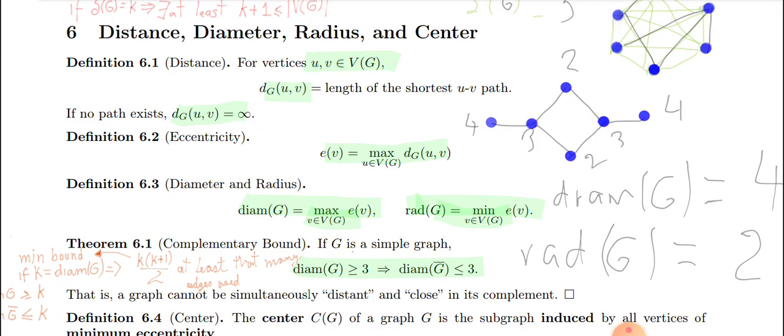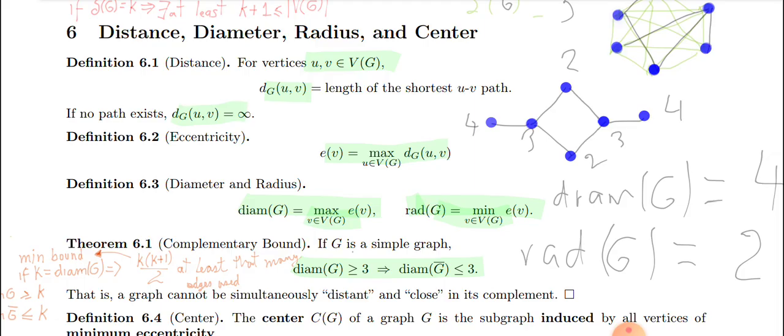The radius, rad of G, is the minimum eccentricity. It represents the shortest possible worst-case journey time. The vertices that achieve this minimum eccentricity, they are the best connected vertices in the whole graph. They are the closest a node can be to its furthest point. Exactly. And they define what we call the center of the graph.